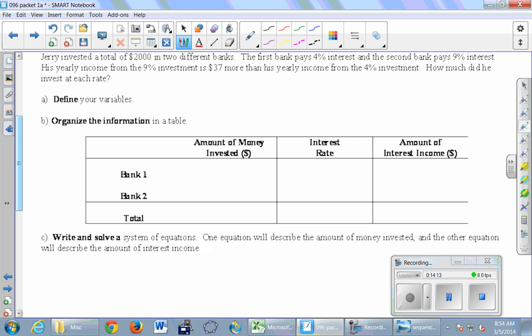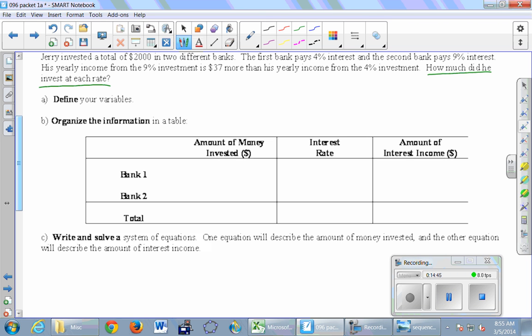Where should we look to figure out what our variables should represent is the question. Very last part of the problem. So what does it say? It says, how much did he invest at each rate? So I want to know how much was invested at the 4% rate and how much was invested at the 9% rate, and those are my two variables. So do we see that we can really use that last part of the problem to get our foot in the door? Defining variables is a really important step, and it's given to you if you know where to look.